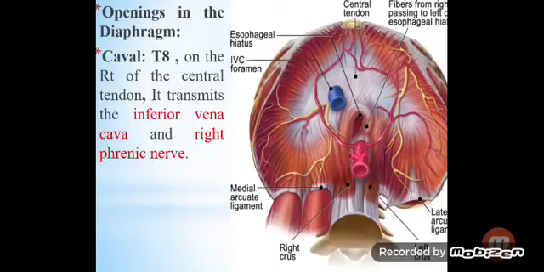The third one is the aortic opening, which is the most lower down opening. It is at the level of T12, the last thoracic vertebra. It is located in between the two crura, right and left crus. It transmits the aorta, thoracic duct, and azygos vein. Actually, in addition to these three main openings, there are other small openings, like the sympathetic splanchnic nerves, sympathetic trunk, and the superior epigastric vessels. Also, they run through small openings in the diaphragm.